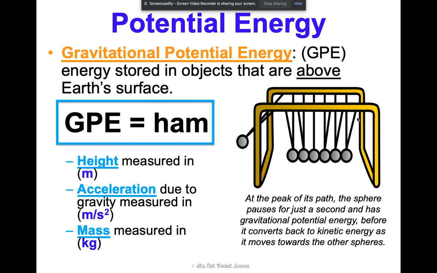Right here I have an example of a Newton's cradle. At the peak of its path, the sphere pauses for just a second and has gravitational potential energy before it converts back to kinetic energy as it moves towards the other spheres. So it's got gravitational potential energy right here.